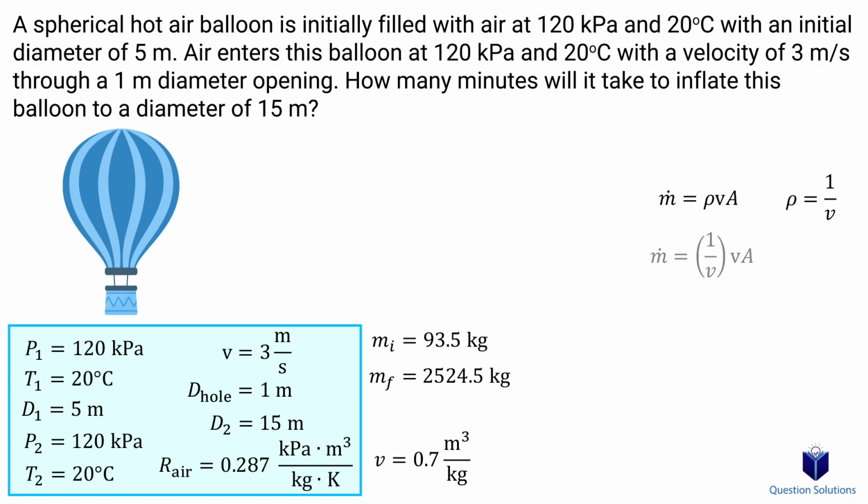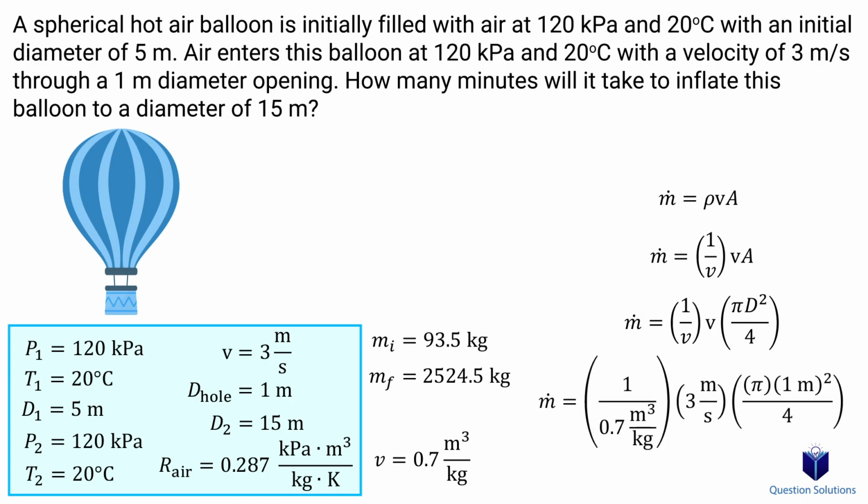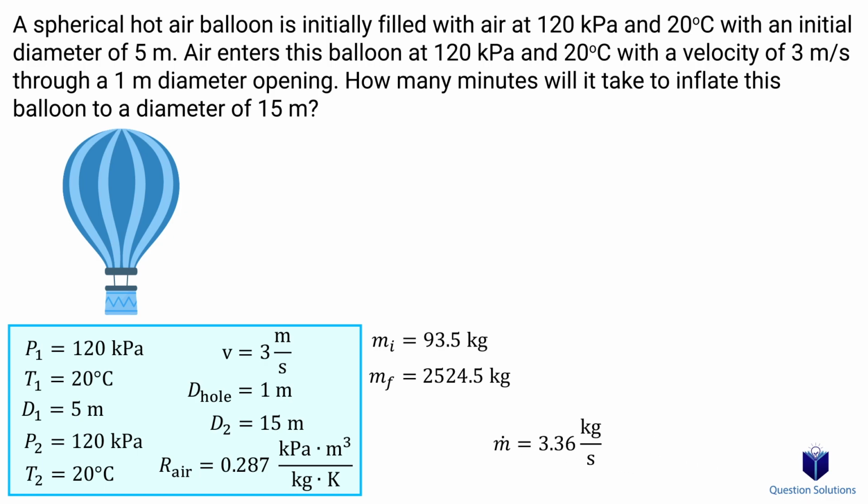Now we can get rid of density by using this in our equation. It's hard to distinguish with the letters, but don't get specific volume and velocity confused. Also, we can replace cross-sectional area with the equation for the area of a circle, because remember, it's a circular opening that lets the air in. Let's plug in our values. Again, keep in mind, the diameter of the opening is 1 meter. Solving gives us the mass flow rate. This tells us how much air enters the balloon in kilograms per second to inflate it.